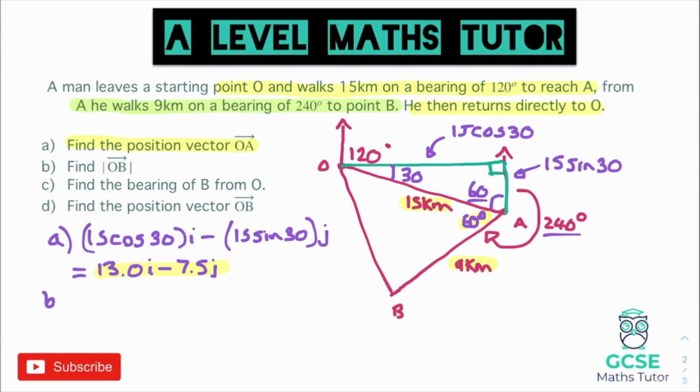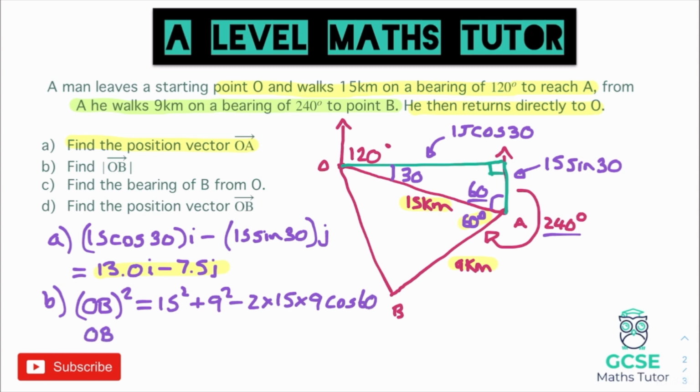So for part B here, to get the length of that line, O to B, which we can just say OB, we'll put that in brackets because that's squared, is going to be equal to a squared plus b squared, so 15 squared plus 9 squared, minus 2ab cos C, or depending on which way you write your cosine rule, minus 2 times 15 times 9 cos 60. So if we type that in, we get that OB squared is equal to, and all of that simplifies down to 171.